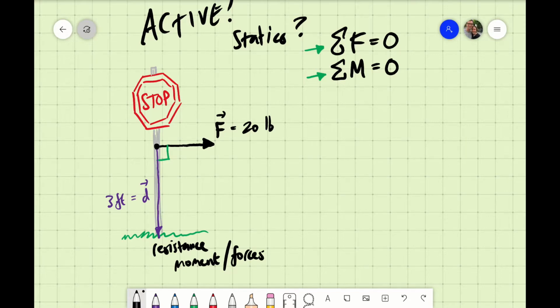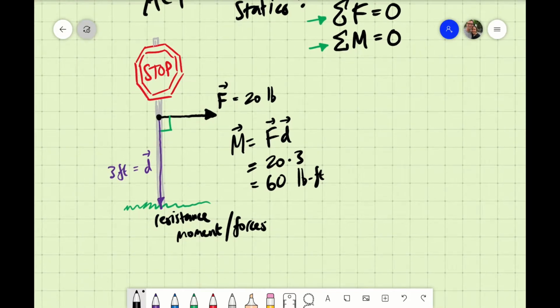So that's all I want to say about that. But this is still a static situation, even though there is a moment being created, even though you can calculate what that moment is. It is 20 times 3, it is 60 pound-feet in this case. So there is a 60 pound-foot moment. So what we know is that there must be a negative, oops, I did the opposite, didn't I? There must be a negative 60 pound-foot moment in the ground resisting so that the total moment equals 0.